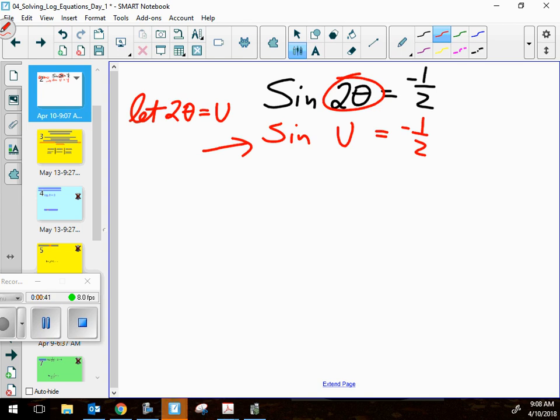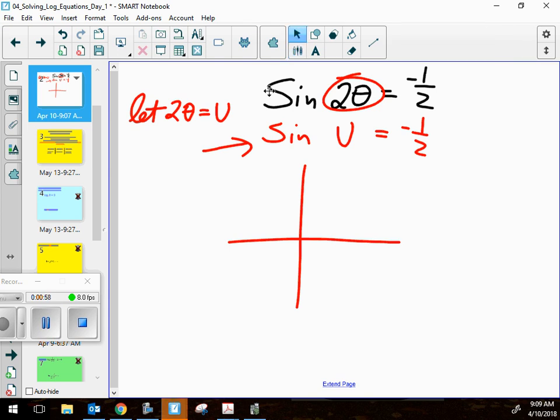Then, this is the part where I need you to draw me the two triangles where sine is negative, and find me the two answers. Let's say it's 5 pi over 6 and 8 pi over 6 or whatever it is. Figure out the two answers for sine of u equals -1/2.